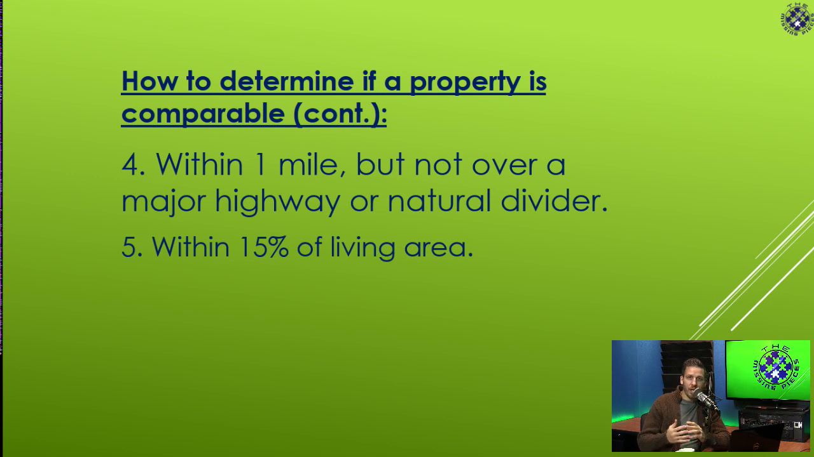It's the way appraisers look at properties. It's the way that buyers really look at properties. If I'm looking to buy a 2,000 square foot house as a homeowner, I'm not going to also look at 3,000 square foot houses. It really doesn't work that way. It's within 15% of the living area. That's the range that we look for.